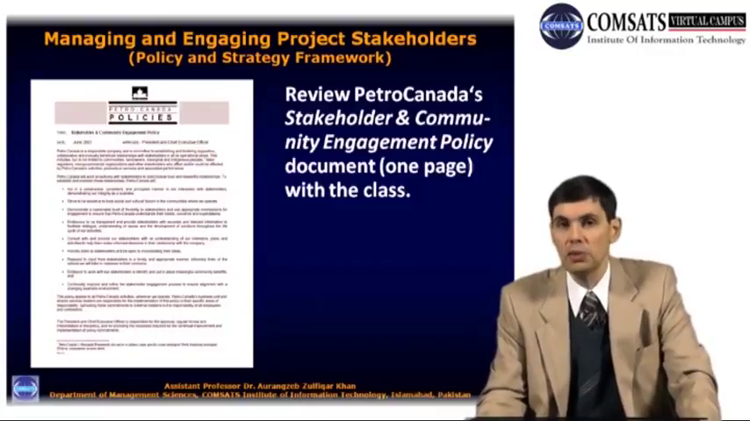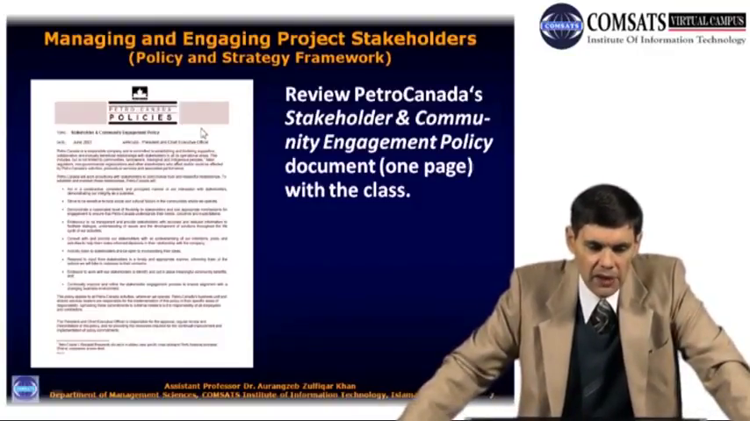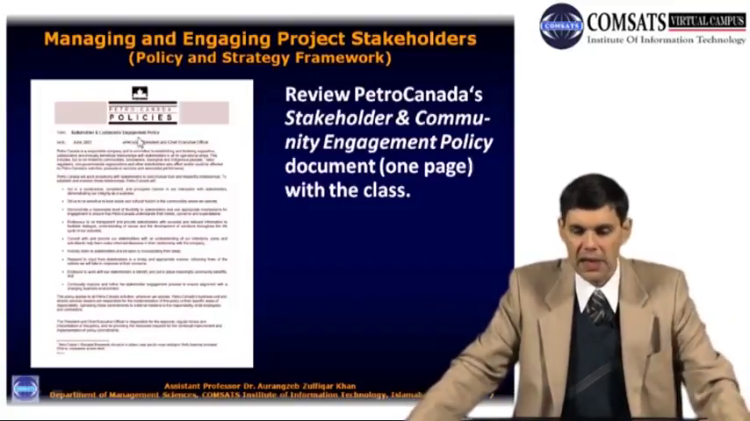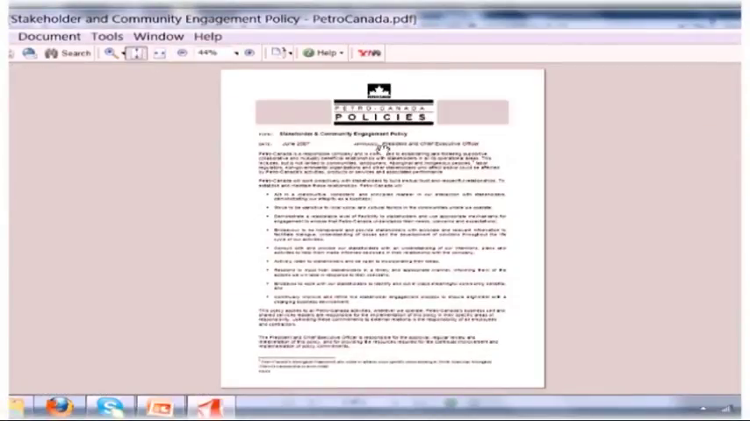And later on in this course, I will be going over some very good examples with you. But what I want to do right now is look at this policy document over here. This is Petro-Canada policies, and the topic is the stakeholder and community engagement policy. Now I just want to call it up and go over it. You can see here this whole thing is just one page. This whole policy document is just one page, which is good because it's concise. It's easy to refer to.